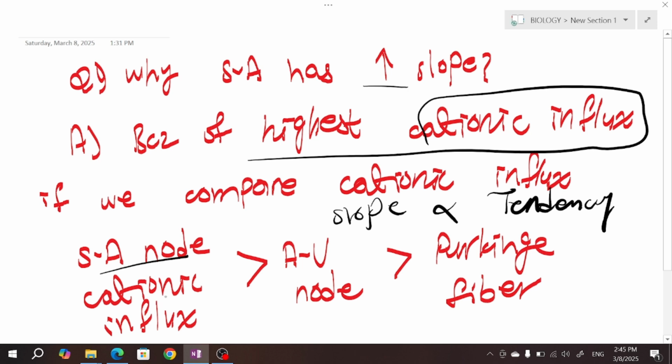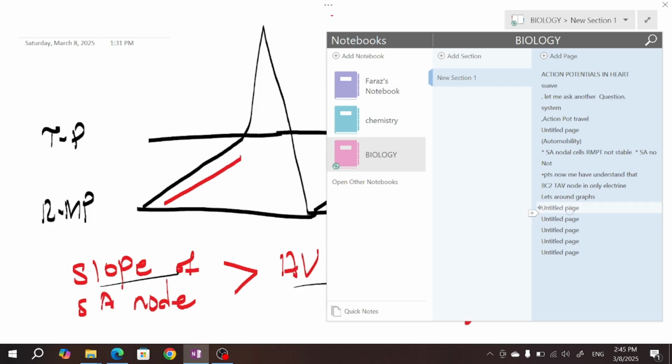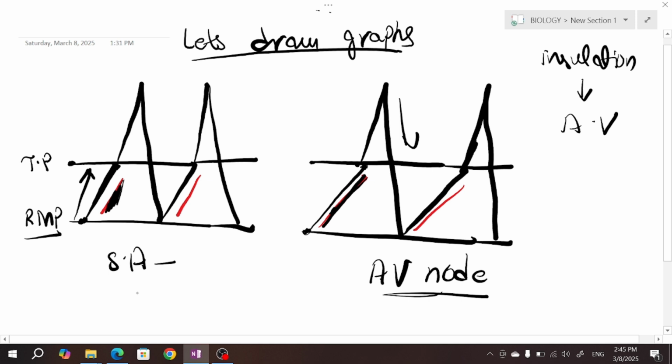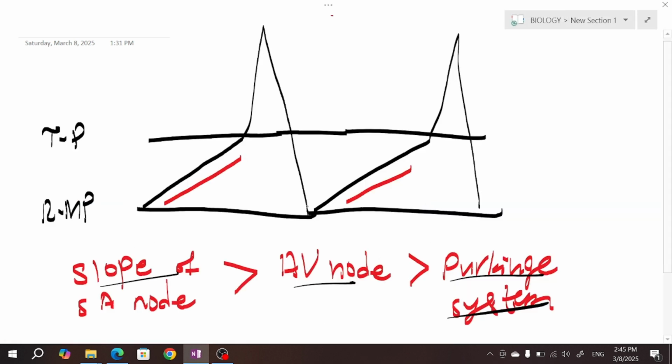So SA nodal cells have more cationic influx, so it has more slope, it has more tendency to go towards the threshold potential. So action potentials can be generated more rapidly as compared to the AV node or the Purkinje system. Now what are the other points of difference? In SA nodal cells, depolarization is calcium dependent. In the AV node, depolarization is again calcium dependent, but in the Purkinje system, depolarization is sodium dependent.